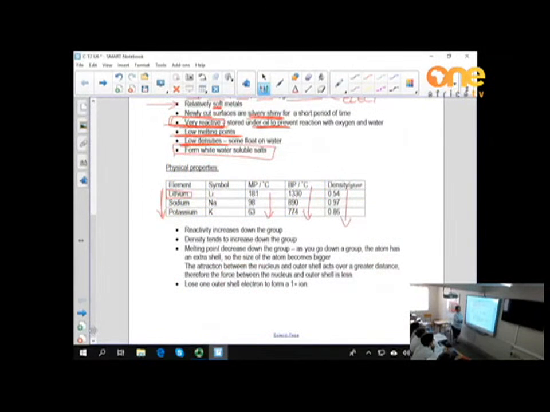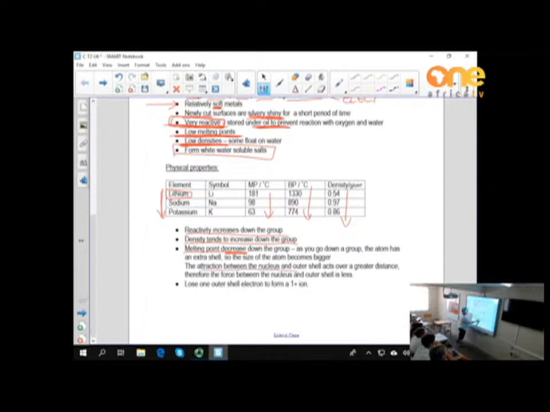They say the reactivity increases down the group. That you should know. In general, the reactivity of metals in the groups increases as you go down, and in general, non-metals tend to decrease in reactivity as you go down. So that's a general rule you should remember. The density tends to increase down the group. Melting and boiling points decrease. As you go down the group, the atom has an extra shell, so the size of the atom becomes bigger. So the attractive forces between separate atoms work over further distances, so it's a weaker force. Do you understand?